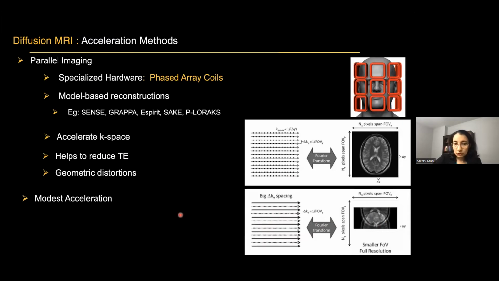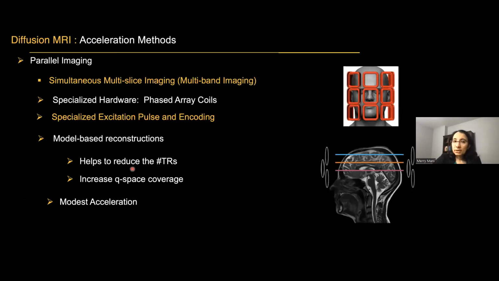of 2 to 3. A different type of parallel imaging acceleration now that is commonly used in diffusion imaging is multiband acceleration. Here also you need a specialized pulse sequence and a specialized model-based reconstruction that will accommodate the physics that is involved in this multiband acquisition. The multiband acquisition helps to reduce the number of TRs, so it helps to improve the Q space coverage. Again, this method can also provide modest acceleration, about a factor of 2 to 3.